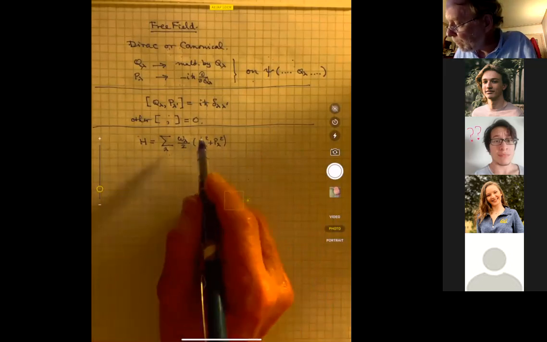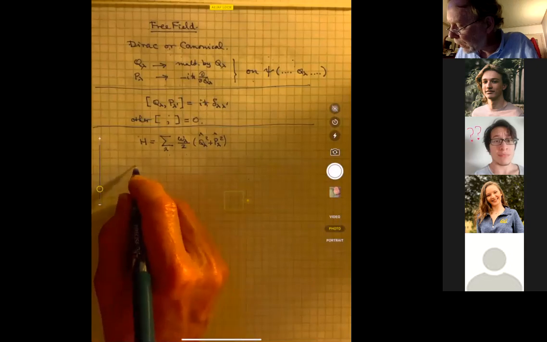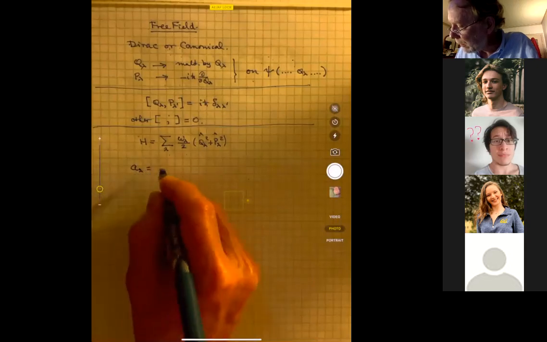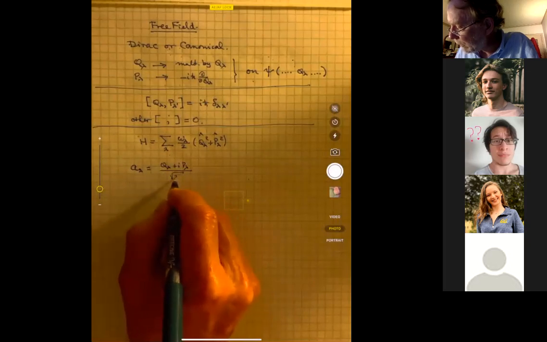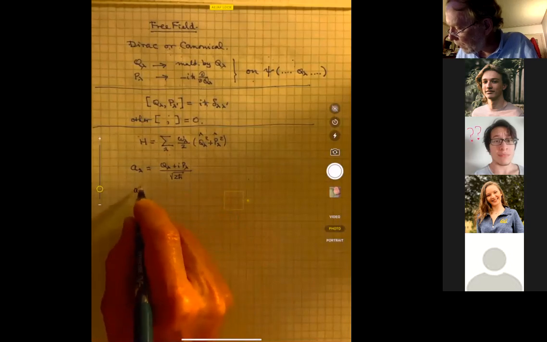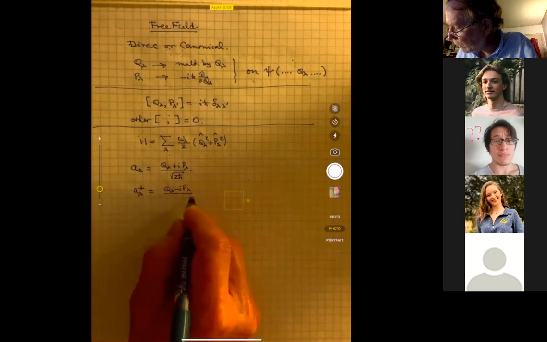If you insist, I could put hats on the Q's and the P's to indicate they're now operators. But I think for the most part, it won't be necessary. In any case, the point is we can now get a sum of quantum harmonic oscillators. And we'll treat these quantum harmonic oscillators just like we always do. At least at first we'll do that. We'll introduce creation and annihilation operators. So we have A lambda is equal to Q lambda plus i P lambda divided by the square root of 2 h bar. And we'll have A lambda dagger, the creation operator, be Q lambda minus i P lambda divided by the square root of 2 h bar.